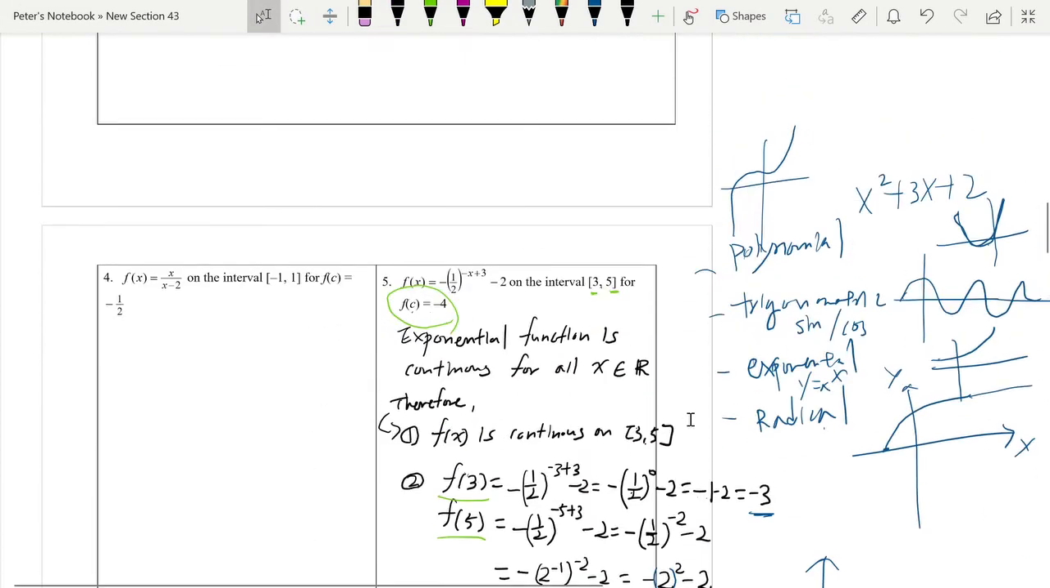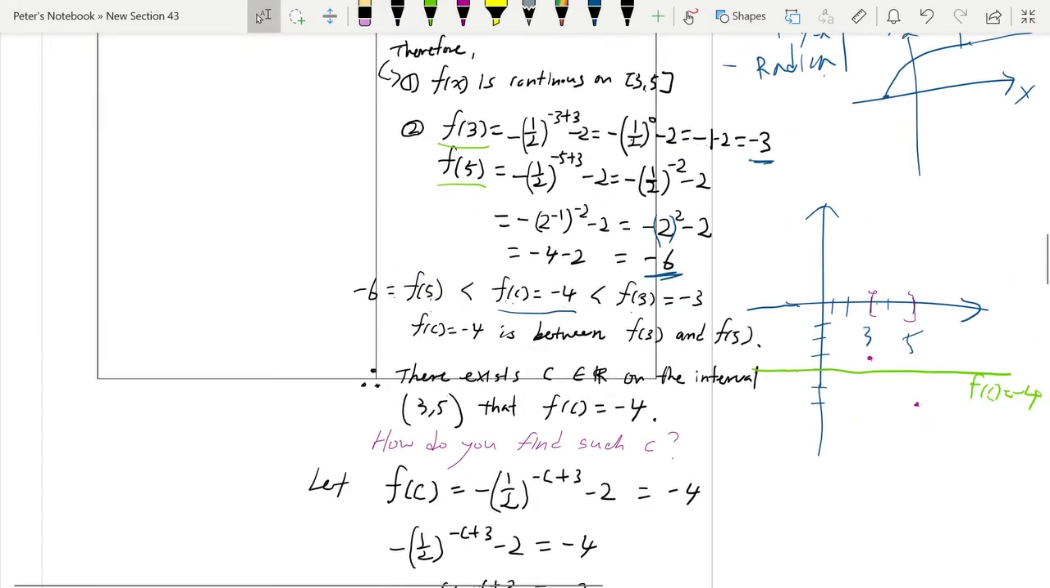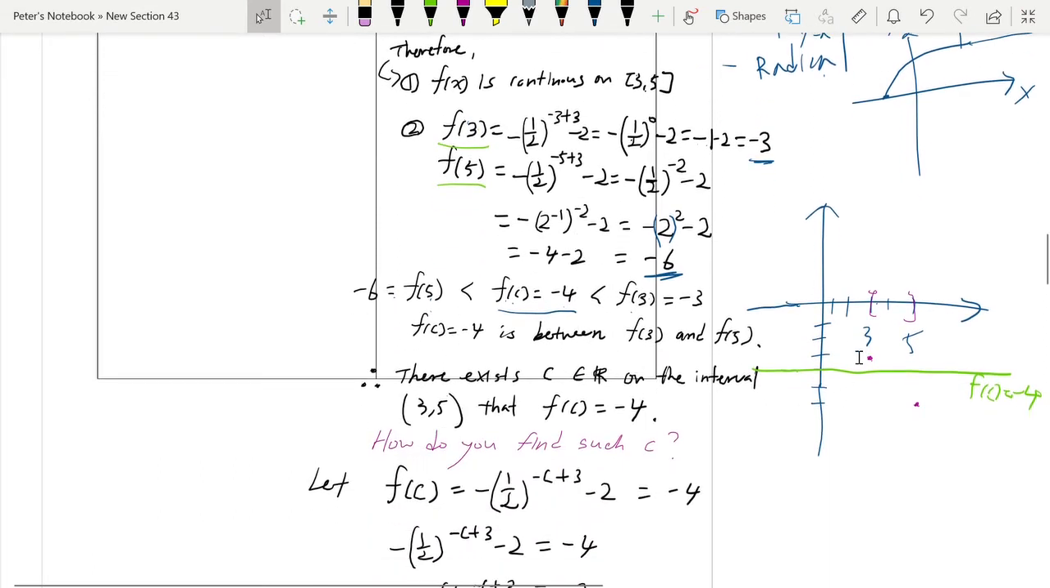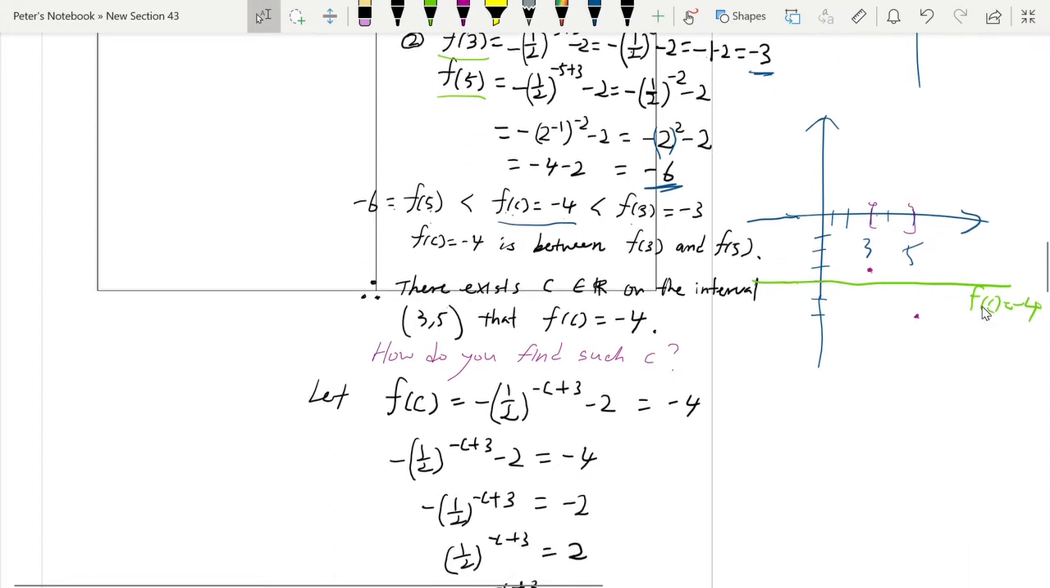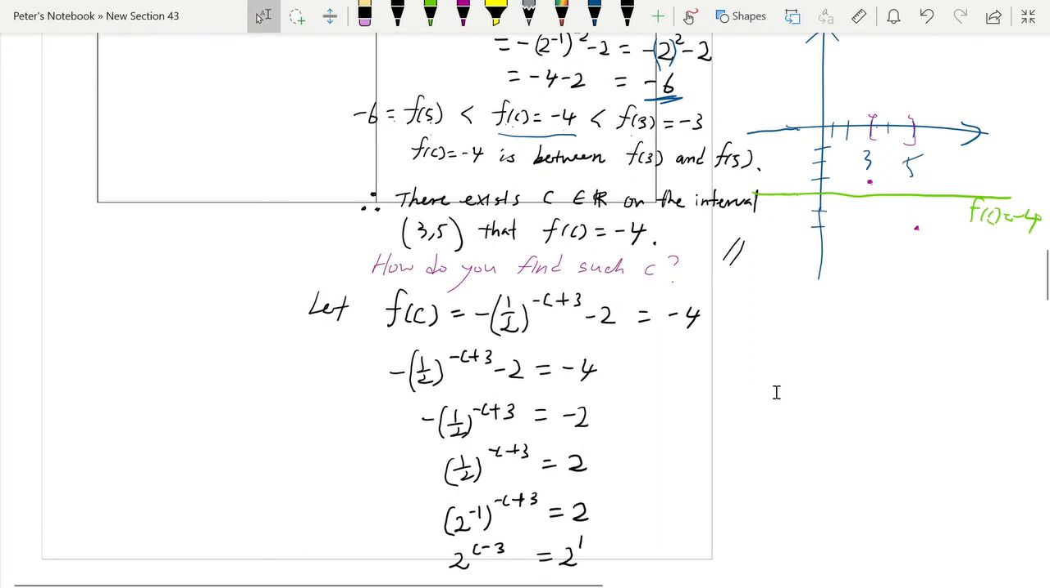All right. And remember I said, then if it's applicable, find the value of c guaranteed to exist by the theorem. All I really expect you to use IVT for at this point is to know whether there's any x value within this interval that gives us negative 4. So really this is the application of IVT. But if you want to go further, how do you find such a c value that will give me negative 4?